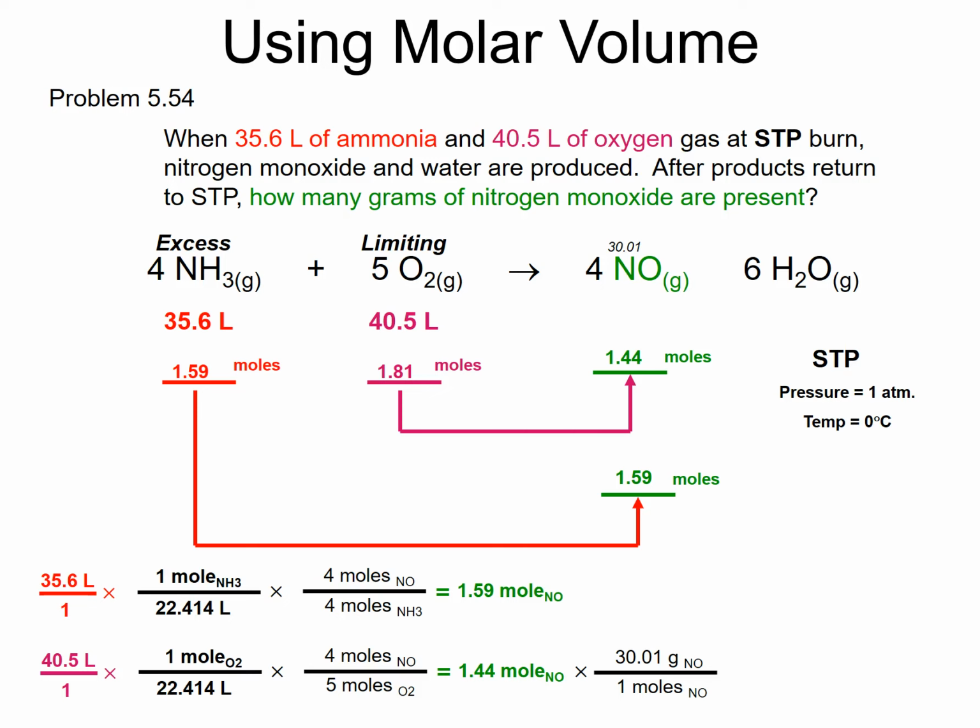And let's do the arithmetic. Here I'm converting 1.44 moles of NO into grams of NO using the molar mass, and the answer to the problem would be 43.4 grams of nitrogen monoxide, produced by the limiting reactant.